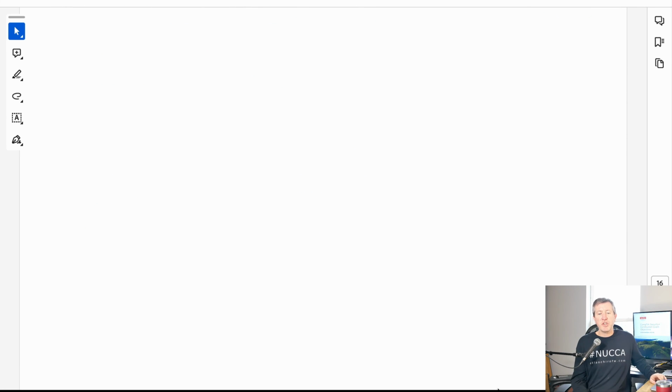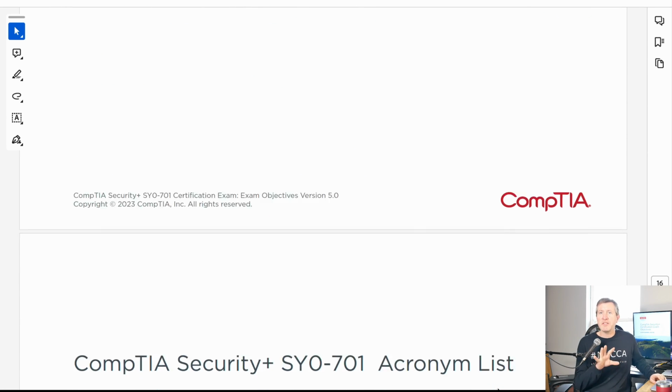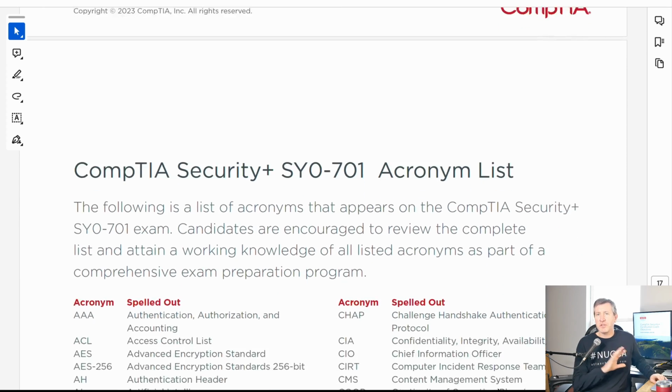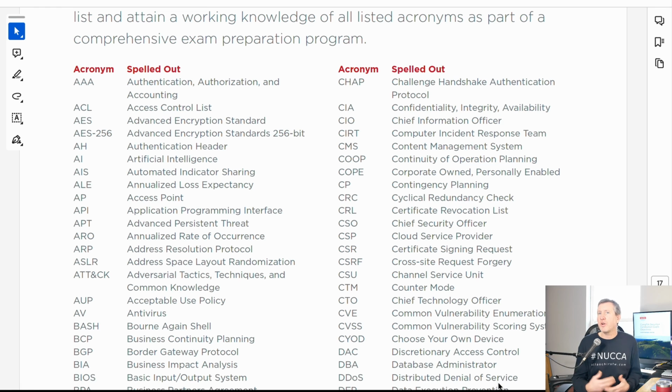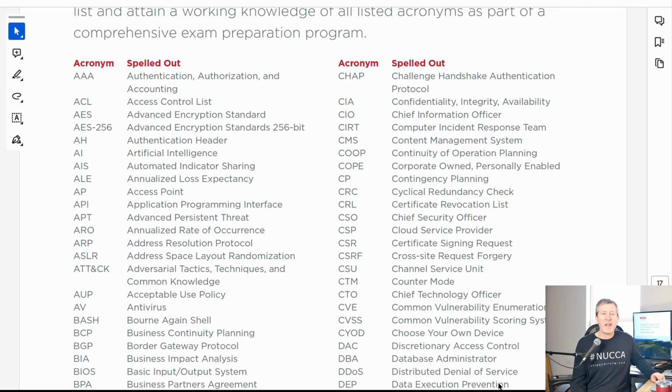So that is pretty much it for the domains and subdomains. Now, I mentioned that there's a lot of TLAs that you guys might want to be familiar with. If you're not familiar with the term TLA, those are our three-letter acronyms. Again, kind of a running joke in IT. We've got a lot of acronyms.